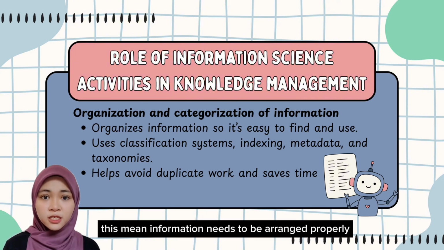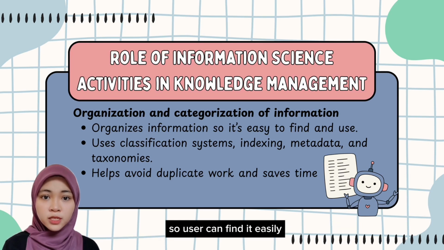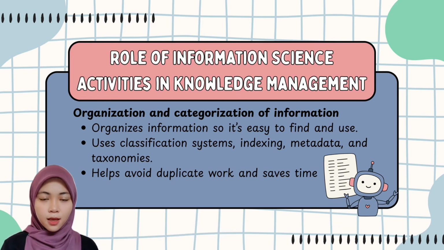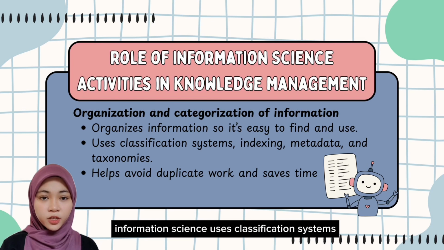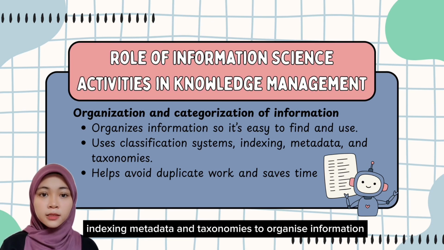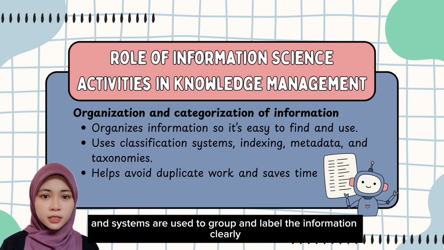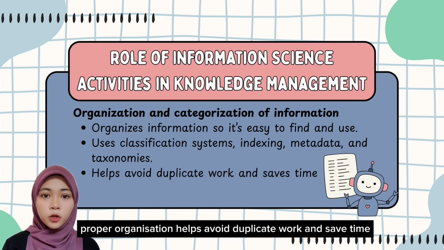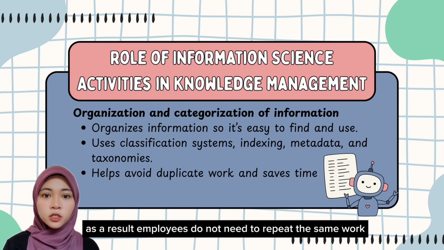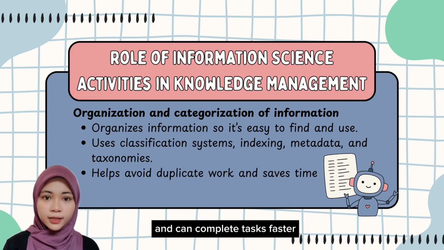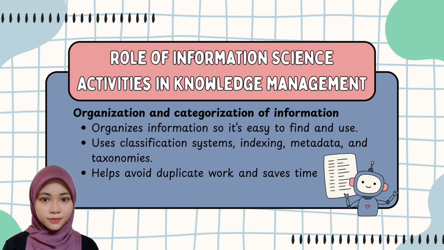This means information needs to be arranged properly so users can find it easily. Information science uses classification systems, indexing, metadata, and taxonomies. To organize the information, different tools and systems are used to group and label the information clearly. Proper organization helps avoid duplicate work and saves time. As a result, employees do not need to repeat the same work and can complete tasks faster.